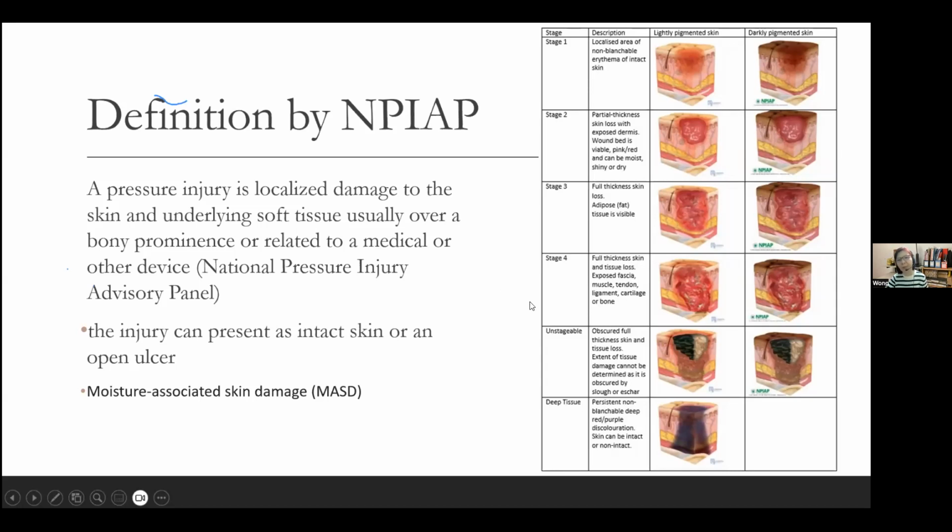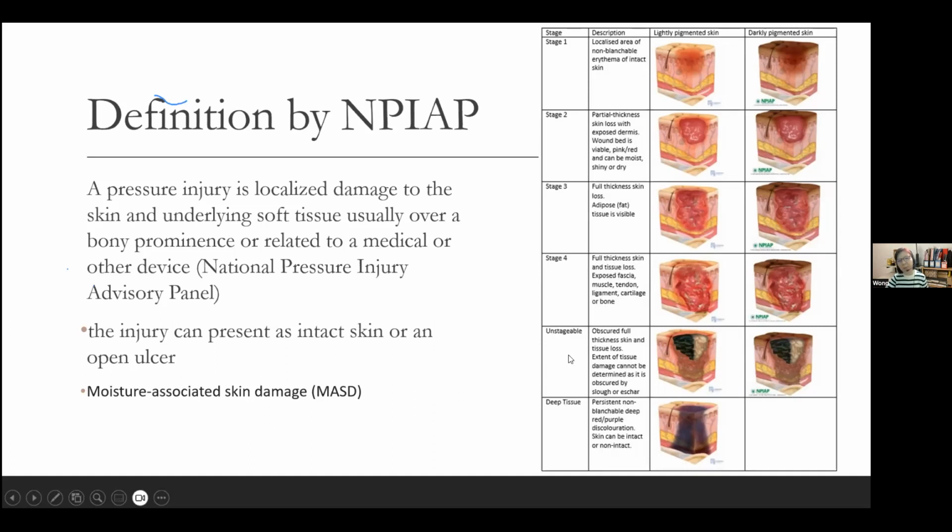actually visible. Stage 4 is full thickness skin and tissue loss with exposed deeper areas like fascia, the muscle, the tendon, even ligament, cartilage, or bone. All these are considered in stage 4. And there are only 4 stages. These are the new ones. The 2 more are not that new; in fact, it's more than 10 years, I think.